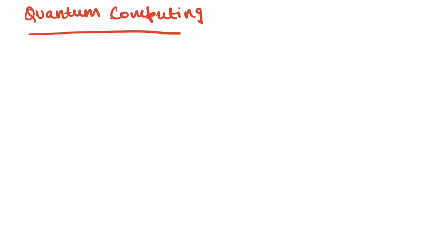So we'll now talk about quantum computing here. So what is quantum computing? Quantum computing is a new way of doing computation where the information is not only stored in 0 and 1 form, but your information can take states in between 0 and 1 also. Just to explain it in a better way, let's take an example.